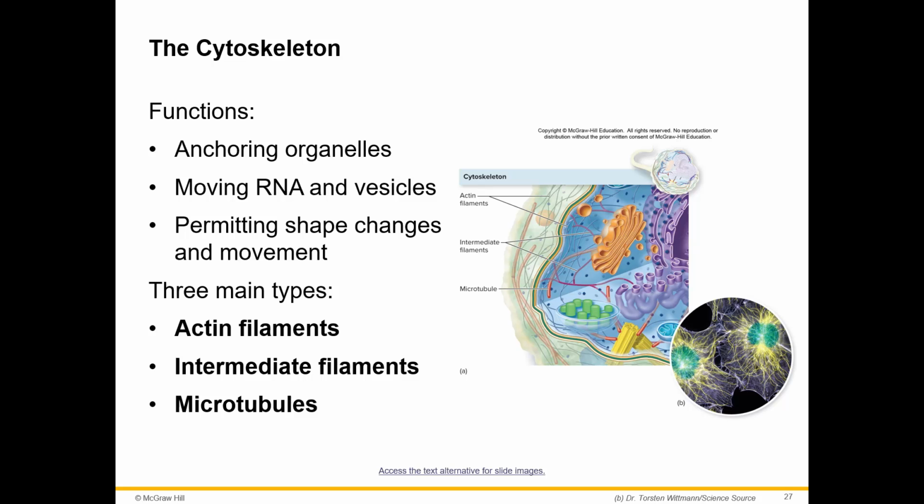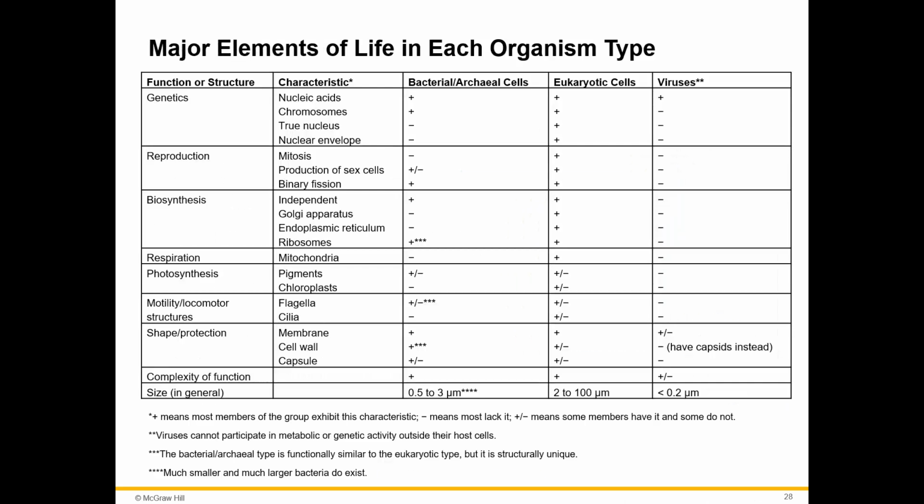Microtubules are large tube-like structures that can grow and shrink to move large substances around inside of the cell. Microtubules also make up the basis of flagella and cilia. And then this is just a chart that you can review of which organisms have which organelles.